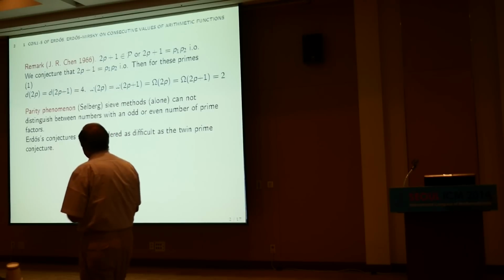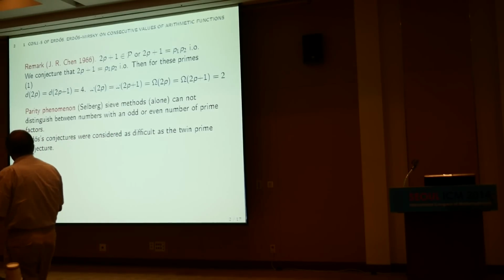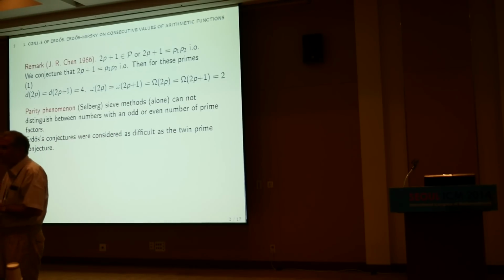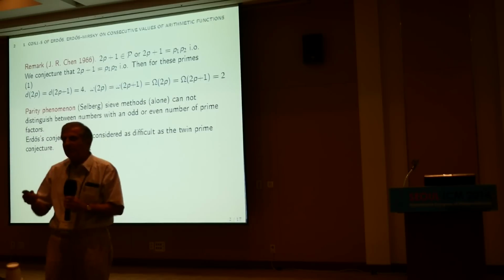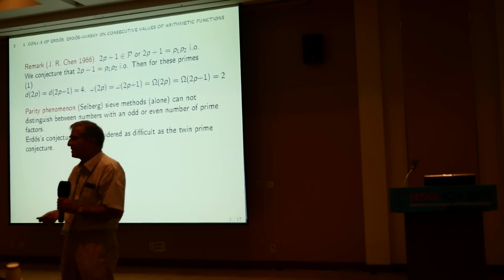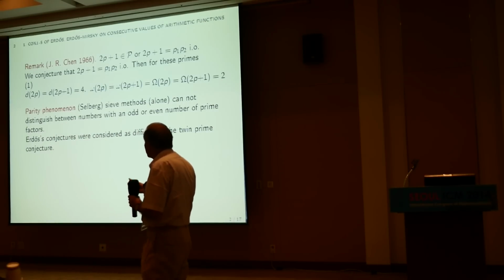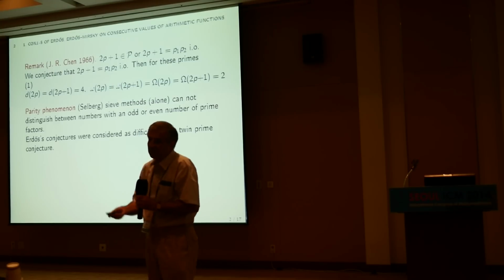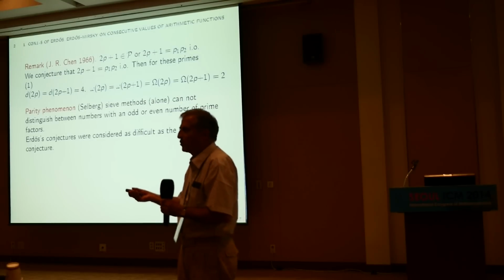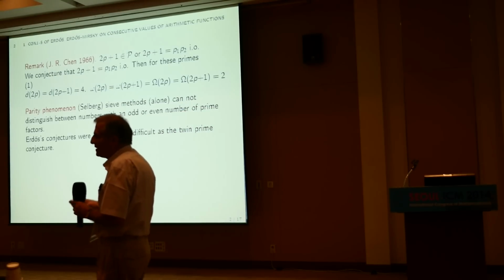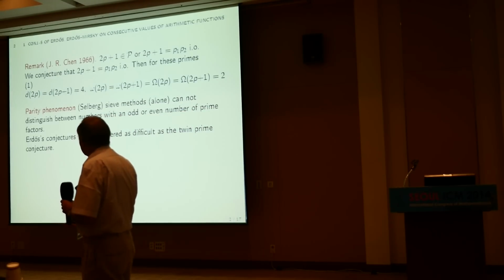And somehow it was a famous problem of Chen when he proved that for infinitely many primes, p plus 2 is either a prime or a product of 2 primes. But which one, it was not possible to decide. Naturally, if he could decide that for infinitely many primes p plus 2 is a prime, this would be the twin prime conjecture.